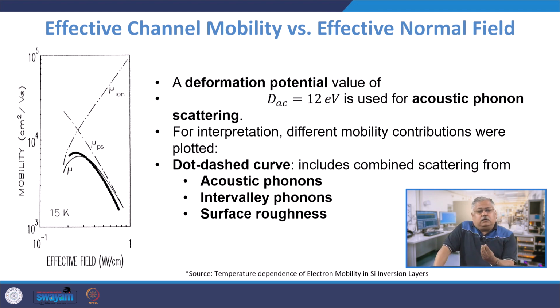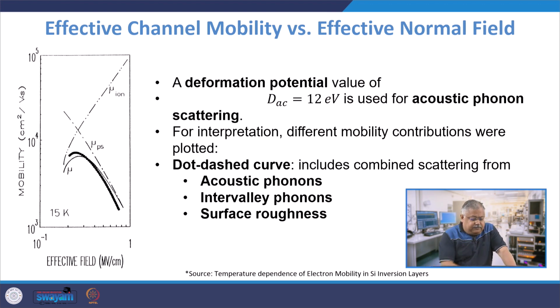Phonons are nothing but particles, sort of like photons, but quite different from them. A photon is basically the particle which carries light from point A to point B. A phonon carries energy from point A to point B. So you can have acoustic phonons and you can have intervalley phonons as well.